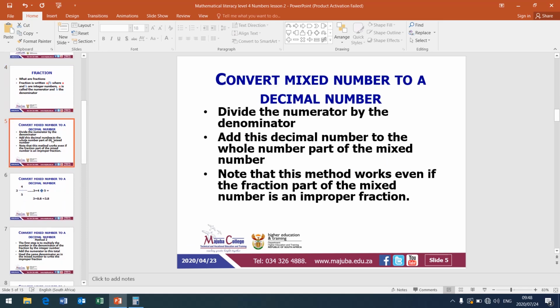Convert mixed number to a decimal number. When we convert, divide the numerator by the denominator, and add this decimal number to the whole number part of the mixed number. Students, we must note this. This method works even if the fraction part of the mixed number is an improper fraction.